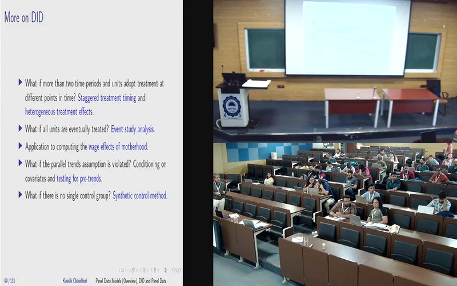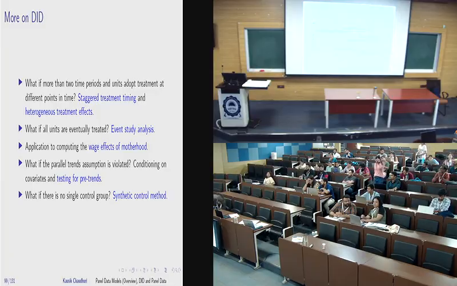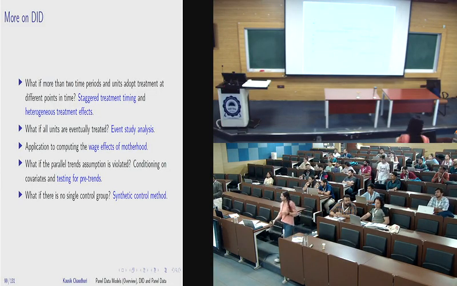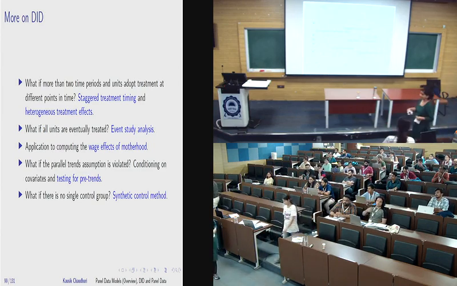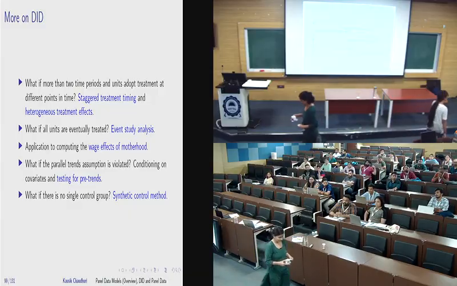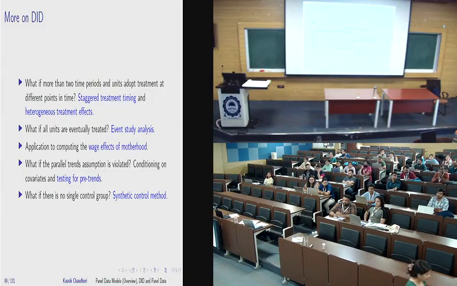Okay, so more on DID. We can think of more than two time periods, where the treated and the control units got exposed at different points of time. So I want to think of staggered treatment timing along with heterogeneous treatment effects.